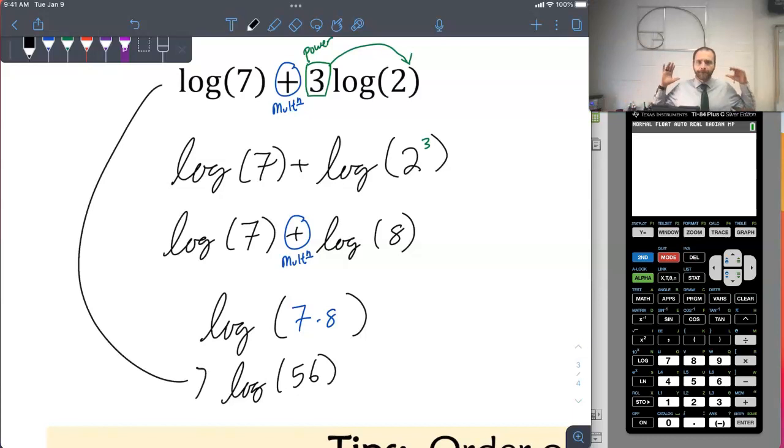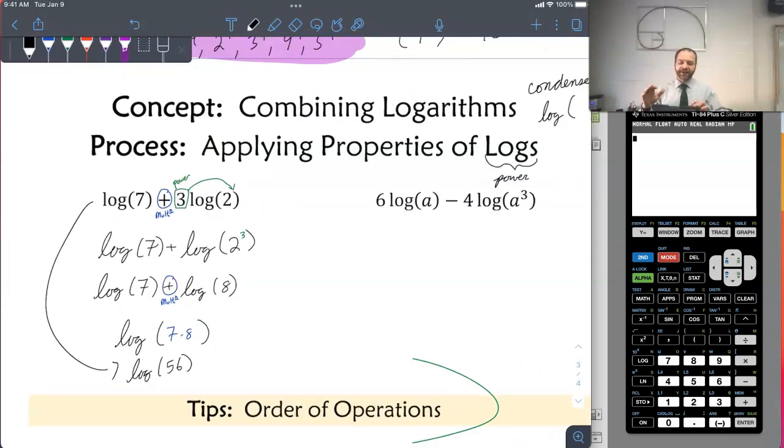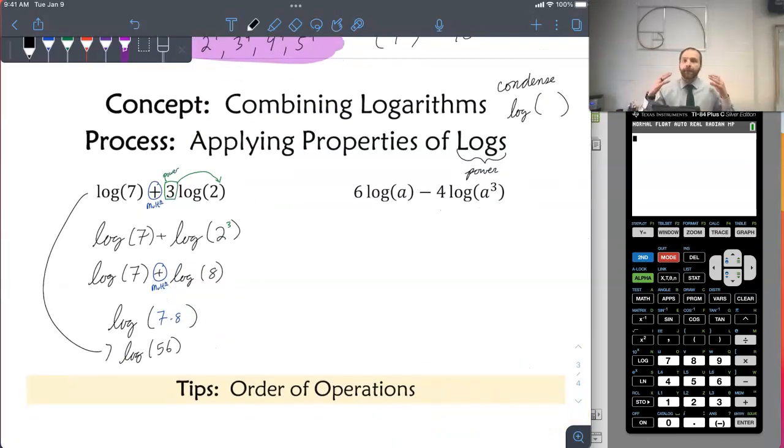The big idea, I mean, you have this process, and you have the concept that's on there. But the big idea is to recognize your order of operations. You can't just go left to right. You're dealing with evaluating something, combining them. So I have to combine using order of operations, like I always do. So do keep that in mind.